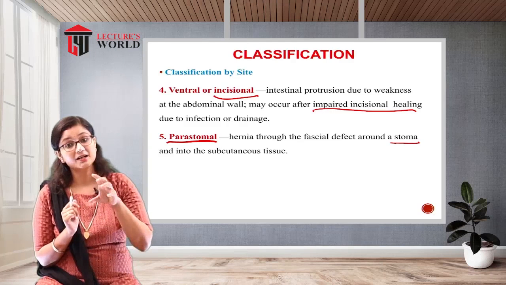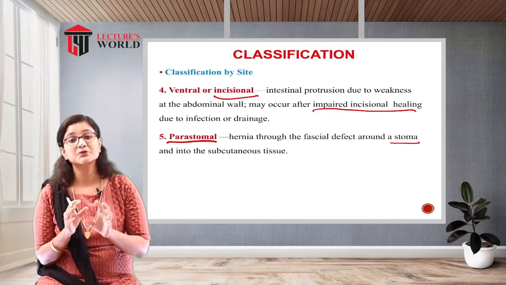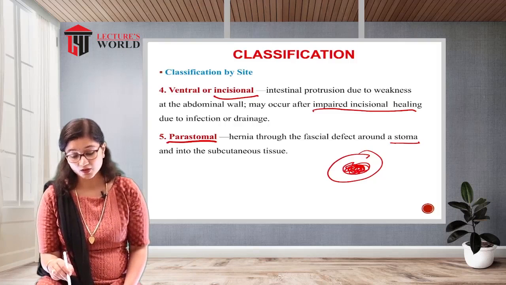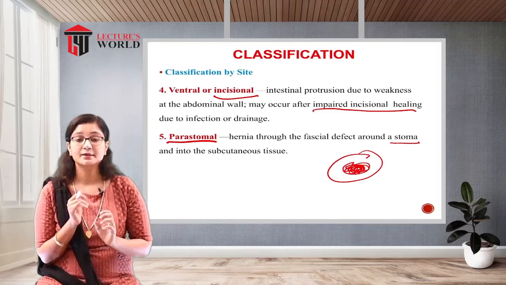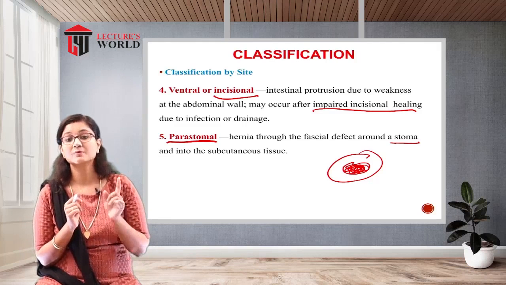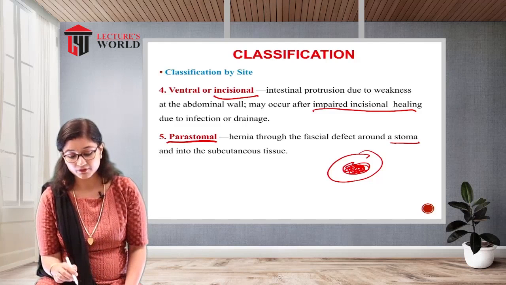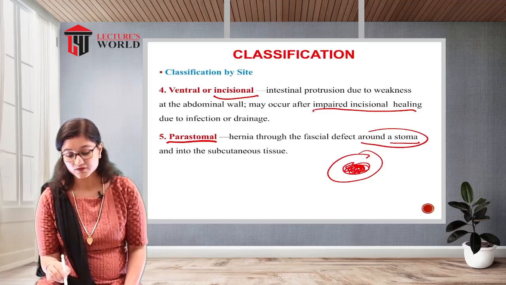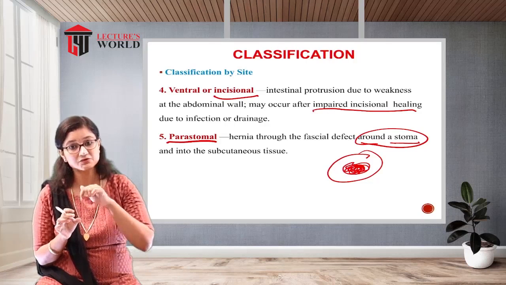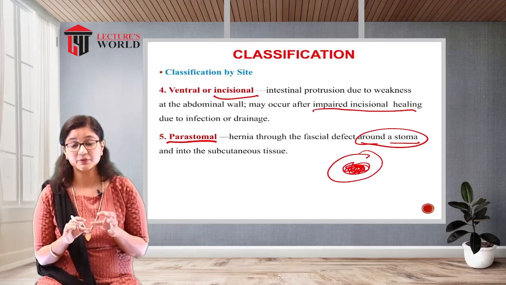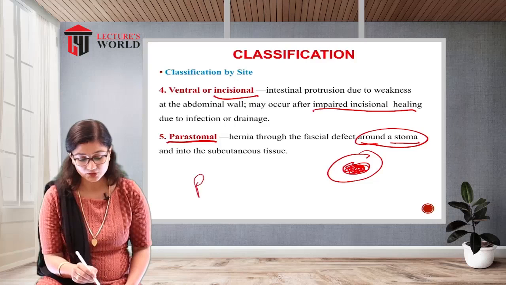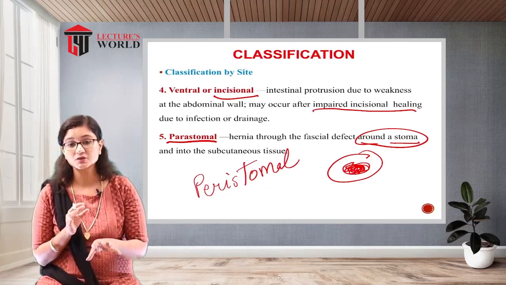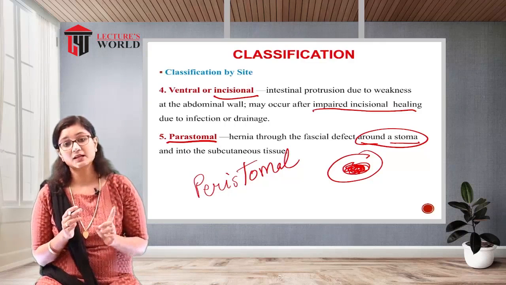Now here, around the stoma, there can be protrusion, there can be herniation. If you remember, I have taught you about the colostomy or the stoma. Around it, there can be protrusion of an abdominal organ. Then it will be called a parastomal or peristomal hernia. Clear enough? Hernia through the fascial defect around a stoma and into the subcutaneous tissue. So where it is herniating, it is around the stoma. This word is very important: around the stoma. That's why the region around the stoma is called the peristomal region, right? Peristomal area. And that's the word, either we call it parastomal or peristomal hernia. So around the stoma, if something is herniating out, some abdominal organ, maybe the small intestine, that will be called a peristomal hernia.